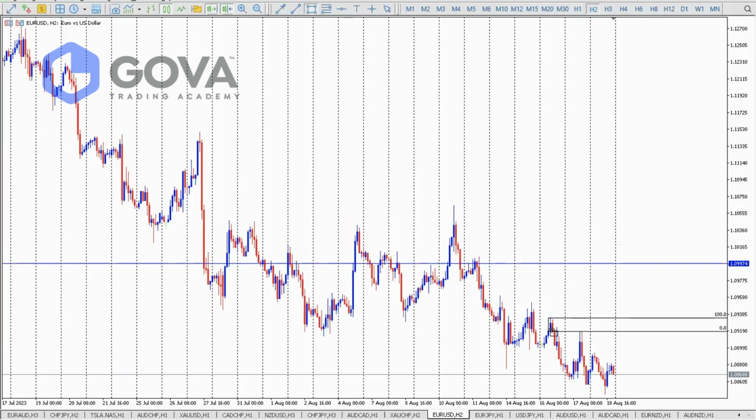So this is the zone. The trade has already triggered. You can see the trade triggered here and is currently moving down. So that is it on the analysis here on Euro USD.